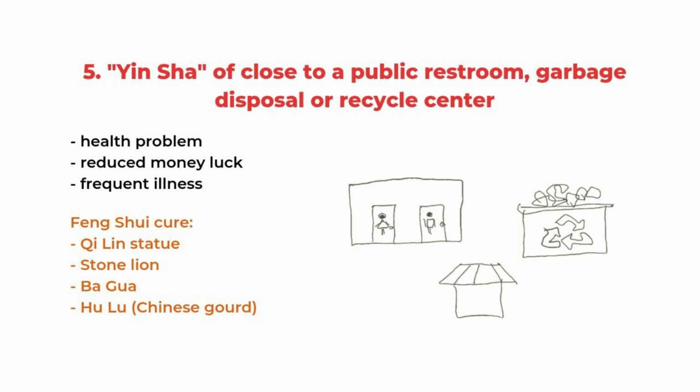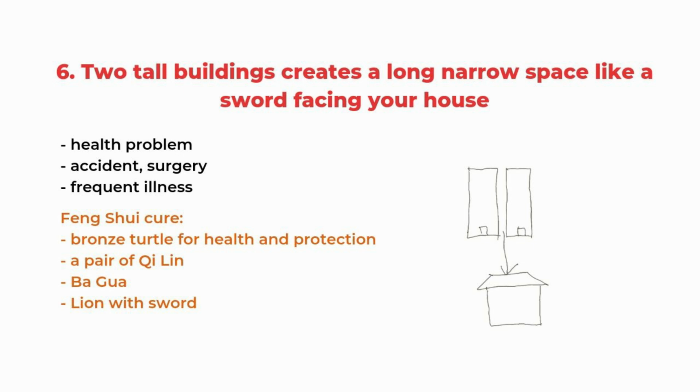The number six is called Tian Zhan Sha in Chinese. It's when two tall buildings create a very long and narrow space in between, and it looks like a sword. And if that is facing your house, you have the Sha Qi from that sword. And that can create health problems such as accident or surgery or frequent illness.